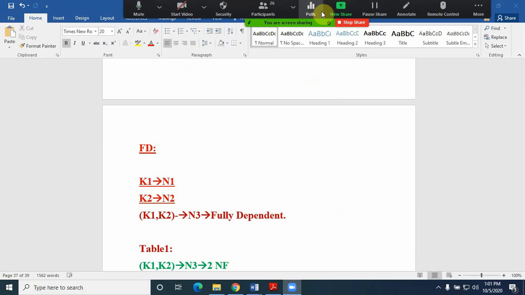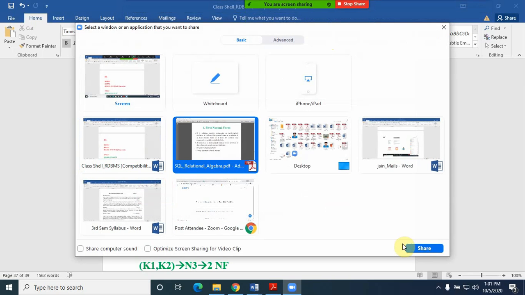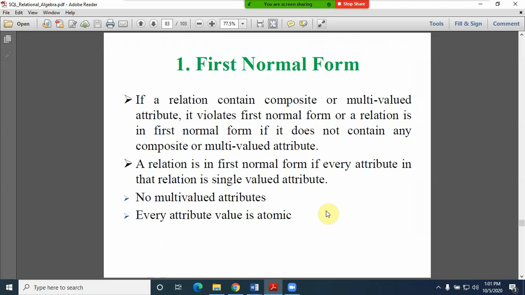And there are certain rules we have seen. Let me recap. If any relation or any table is in the first normal form, then it should not contain any multi values. Each and every attribute of that corresponding relation must have only a single valued attribute. So every attribute value is atomic, or no multi-valued attributes must be there.